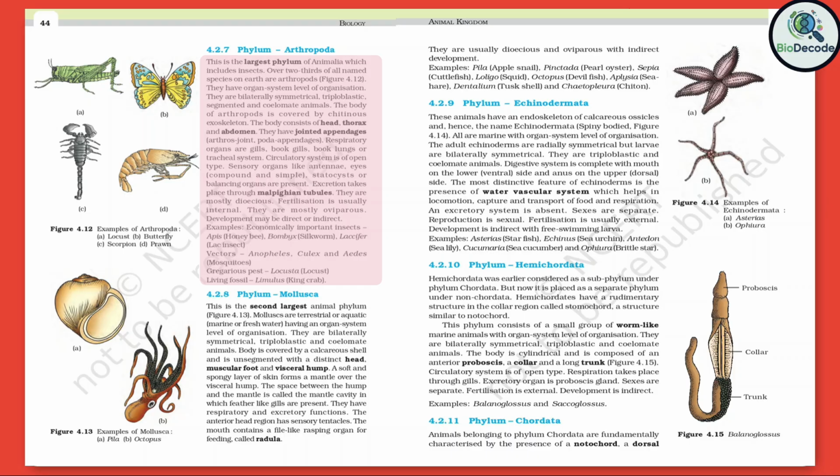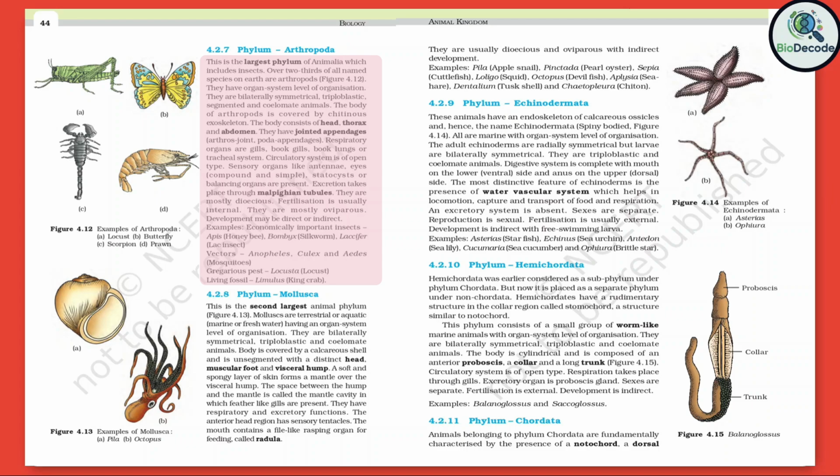Respiratory organs are gills, book lungs, or tracheal system. Circulatory system is of open type. Sensory organs like antennae, eyes (compound and simple) are present. Statocysts or balancing organs are present.